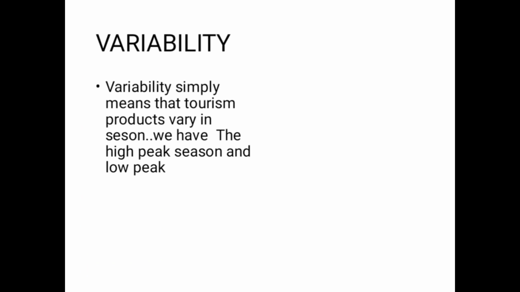So variability simply means that tourism products vary in season. We have the high peak and the low peak season. So for example, during the wildebeest migration, we are at our high peak because most tourists are having their winter. So that is advantageous on our side. It is our high peak. But on their side, if you want to go there, it's a low peak because people don't want to go to the snow. But they will want to come and experience the wildebeest migration. So we expect a lot of guests.